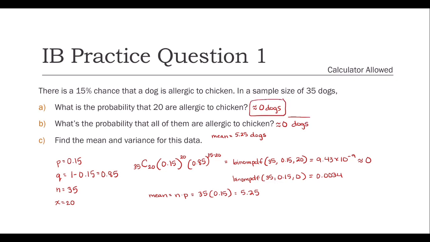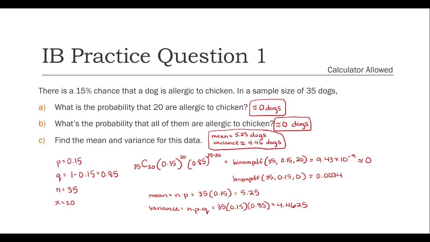Now we just need to find our variance, which is N times P times Q, which is 35 times 0.15 times 0.85, which gives us 4.4625. So our variance is approximately 4.46 dogs. So there are your answers to this question.